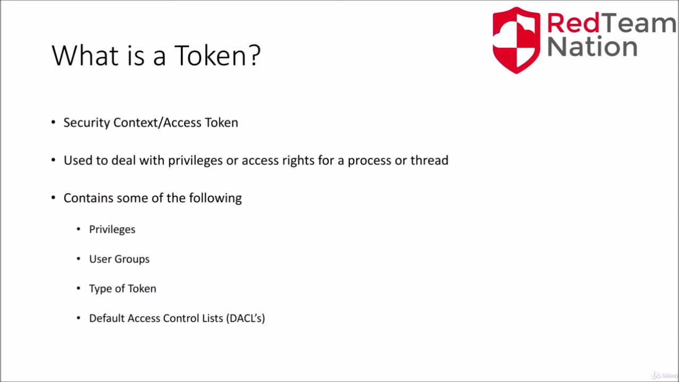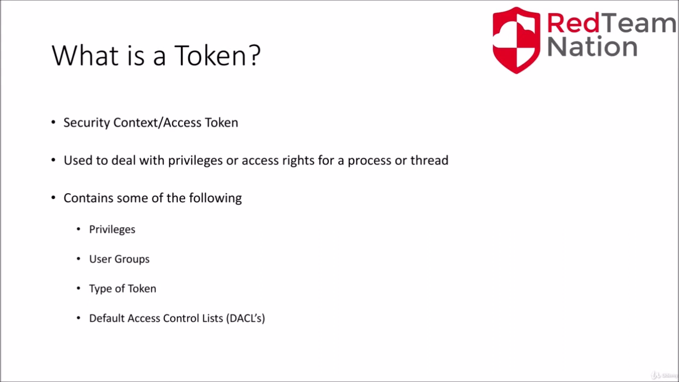Now, when it comes to processes and threads, every process has something called an access token or a security context, or normally just called a token. These are used to deal with privileges and access rights for a process or a thread. So every process that's running, whether that's Explorer.exe for the desktop, whether that's Notepad or any of the system level processes, everything has a token. And that is very important to understand because we're going to be playing around with tokens directly in this course.